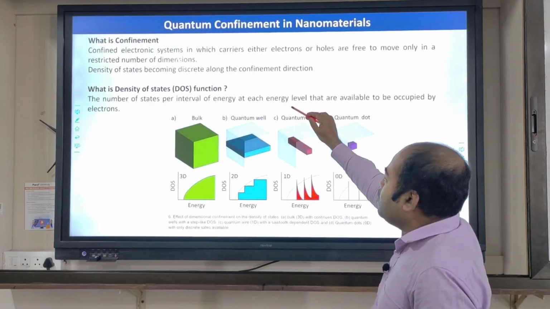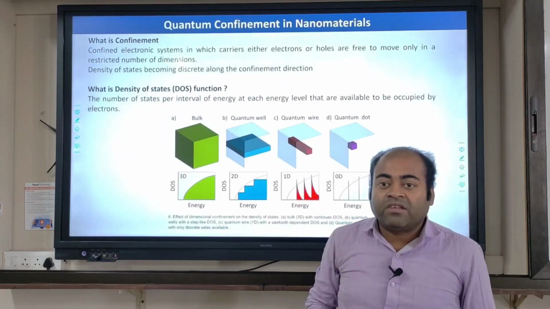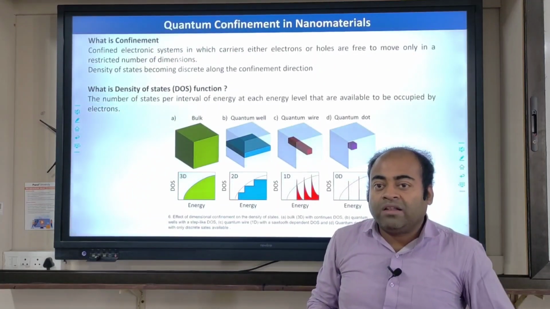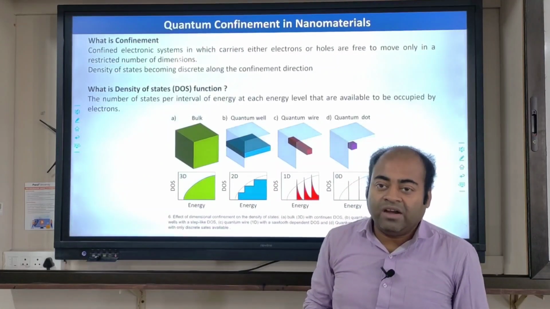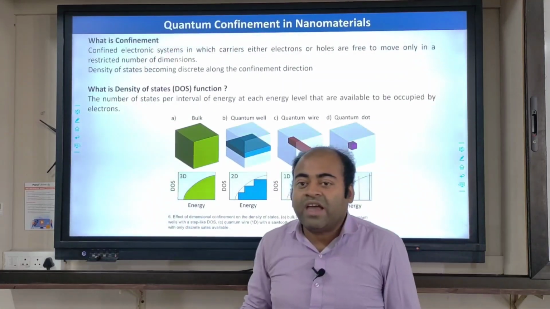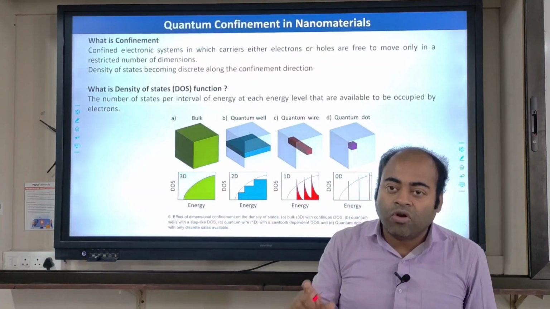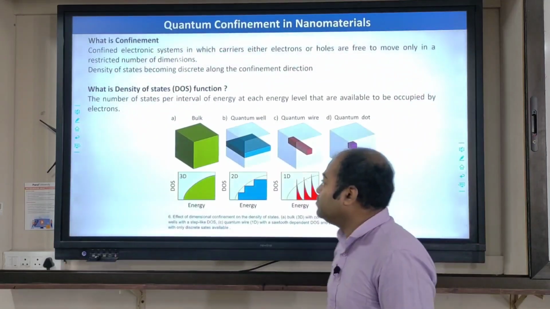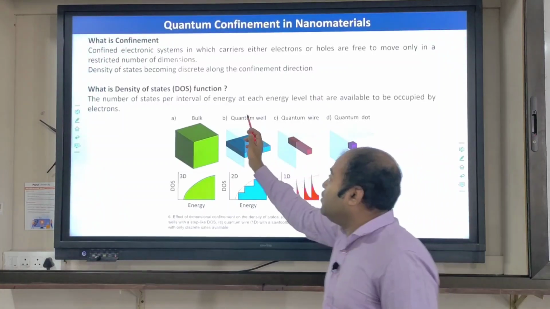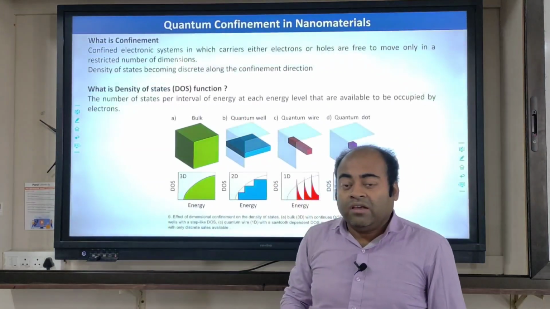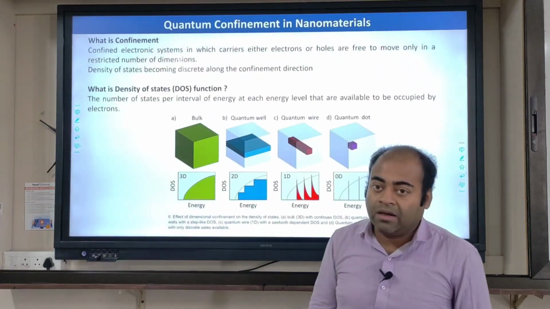Now, in quantum confinement, there is an important parameter: the size of the structure or the particle should be less than or comparable to the Bohr exciton radius. The Bohr exciton radius is the average distance between an electron and a hole in an electron hole pair, which is called the exciton. Now, in the quantum confinement effect, the density of states of the nanostructure is not the same as that of the bulk.